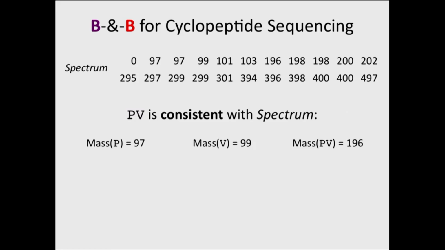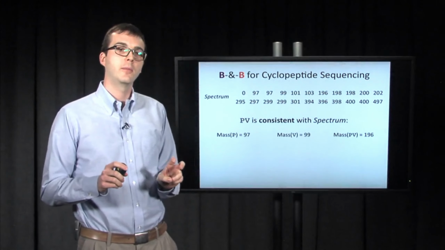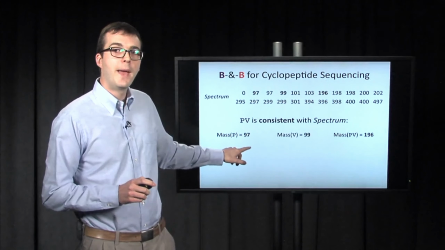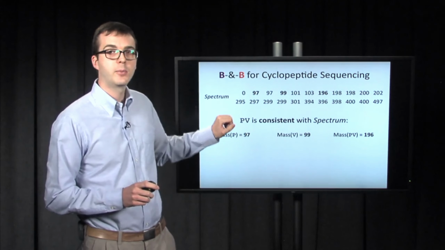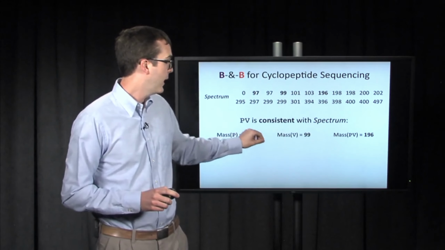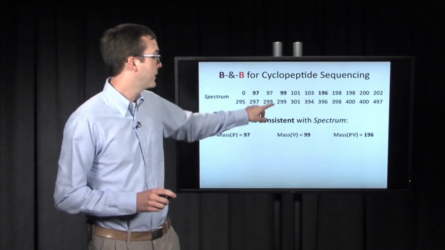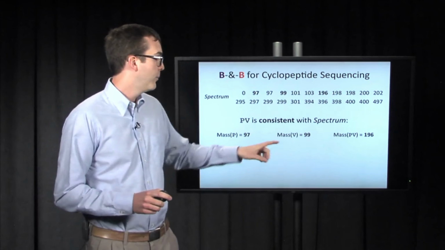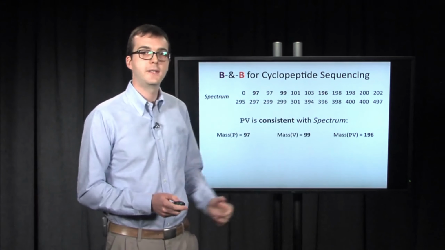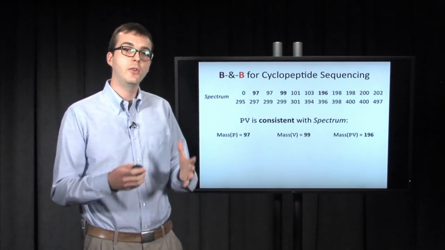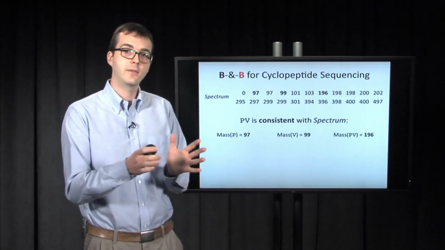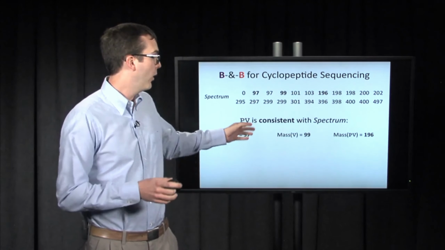To do this trimming, we'll notice that PV is what's called consistent with the spectrum. Here's one possible candidate. You'll notice that the mass of P is equal to 97. It's present. The mass of V, the other letter in PV, is present as 99. And the mass of this entire small linear peptide, PV, is 196, and it's also detected. So that's called consistent.